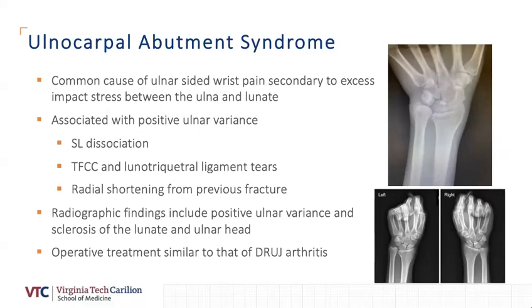Again, it's just longer, and it can be caused by SL dissociation, TFCC or lunotriquetral ligament tears, or it can be caused by radial shortening from previous fractures. And again, you'll notice this on X-rays showing positive ulnar variants and sclerosis of the lunate and ulnar head. And the operative intervention here is really just the same as DRUJ arthritis, which we'll get into now.